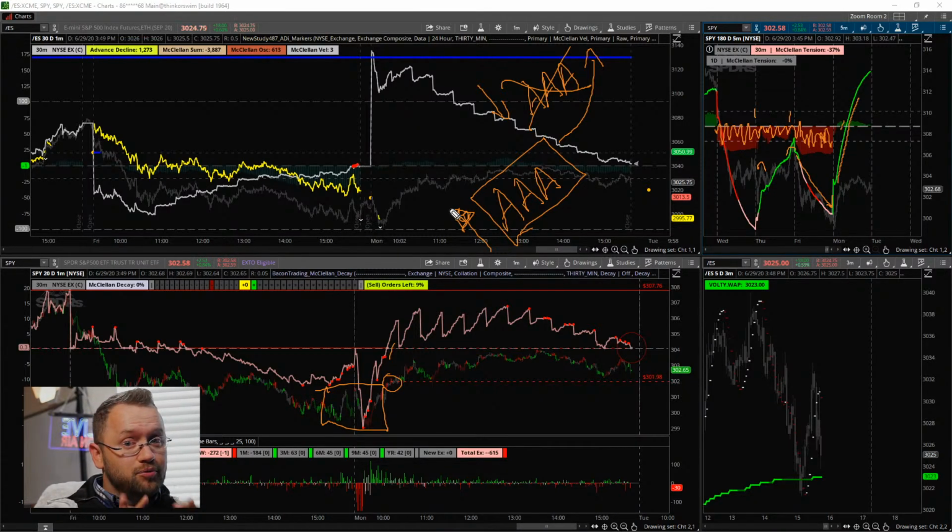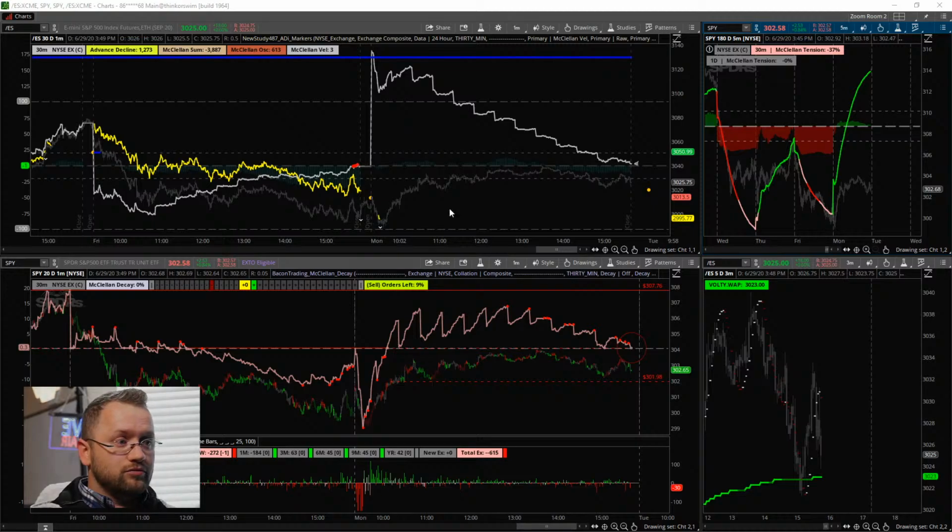It's a whole other thing for the bulls to have a perfect setup and do nothing. It's that they fail.